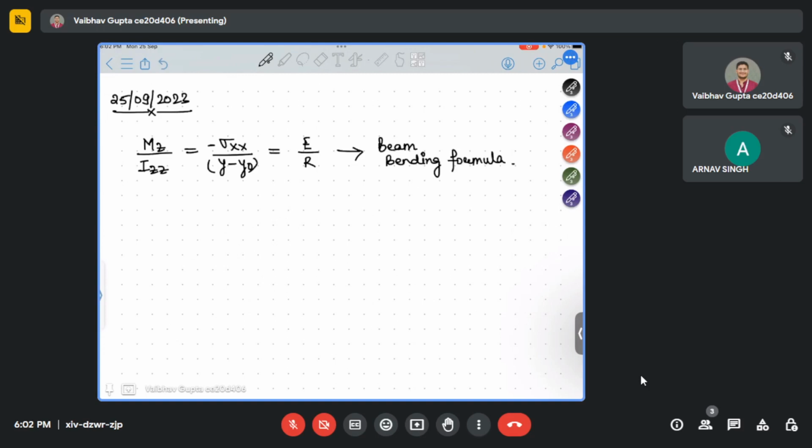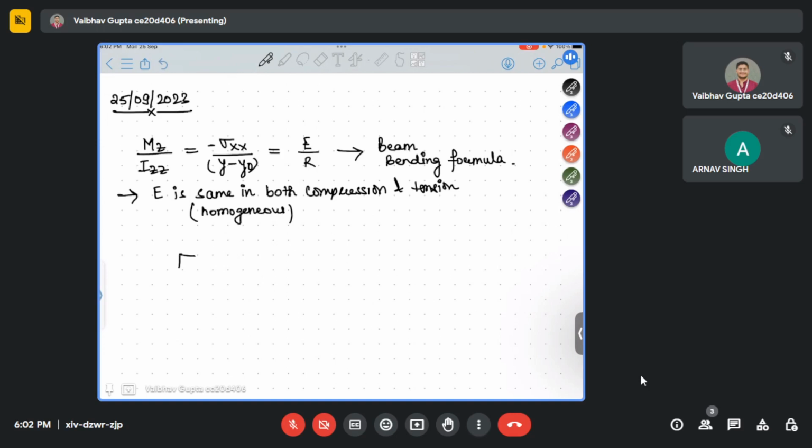In this, what are the assumptions we made? That E should be the same in both compression and tension, that is, a homogeneous material. And loading is applied in the y direction.